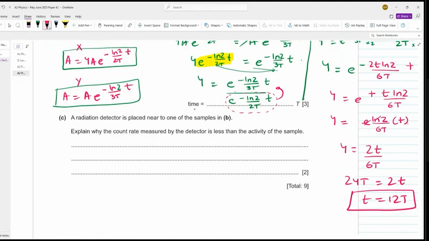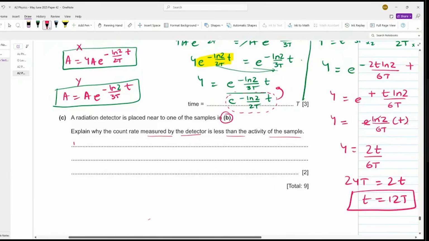Okay. A radiation detector is placed close to one of the samples in part B. Explain why the count rate measured by the detector is less than the activity of the sample. This is something that I have taught you in the notes as well. Activity is measured in all directions, but the detector is not measuring the count rate in all directions. Also, some radiation might not even reach the detector as they might be absorbed by the air.